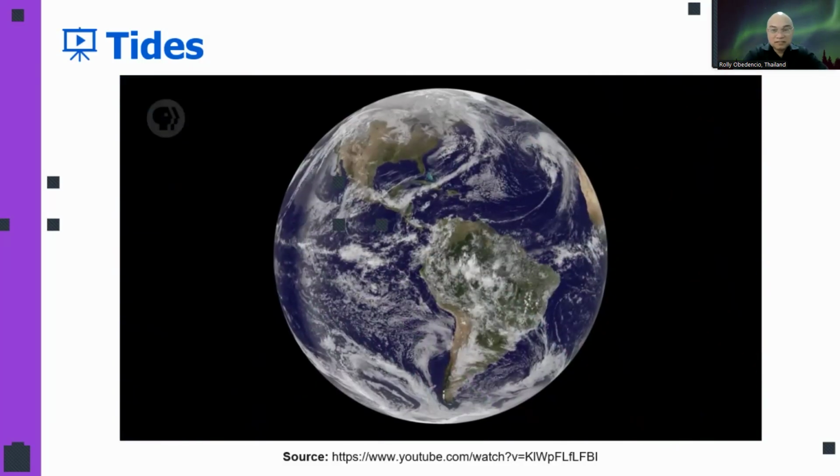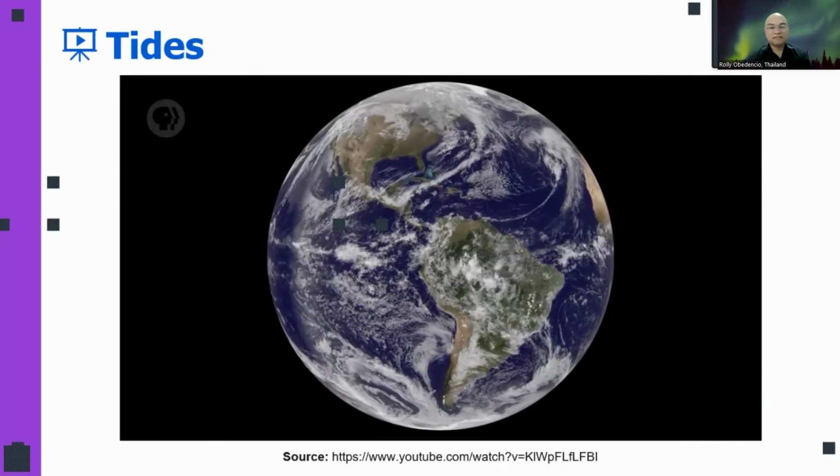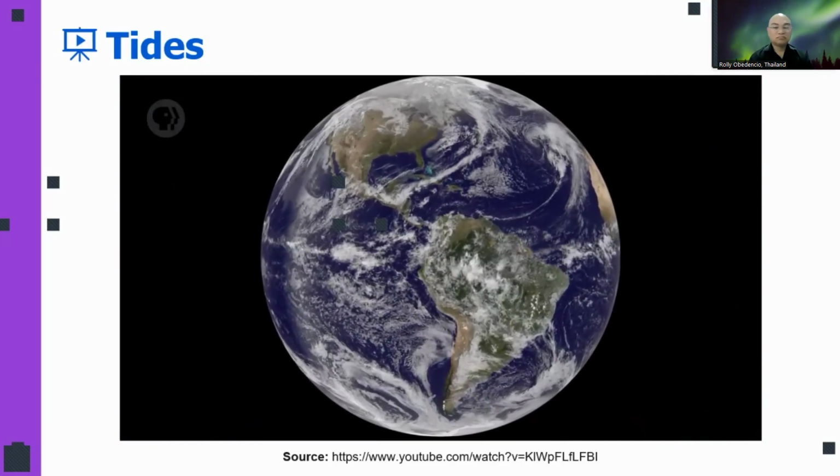But the Earth is big. It's nearly 13,000 kilometers across. That means the side of the Earth facing the moon is about 13,000 kilometers closer to the moon than the other side of the Earth. This is a pretty big distance, enough for tides to become important.